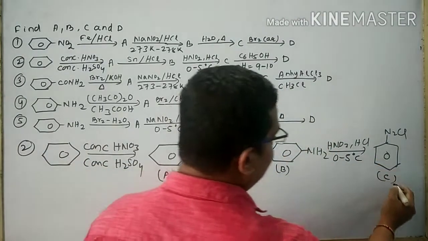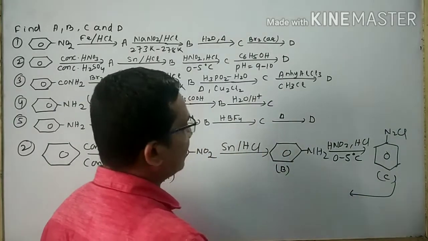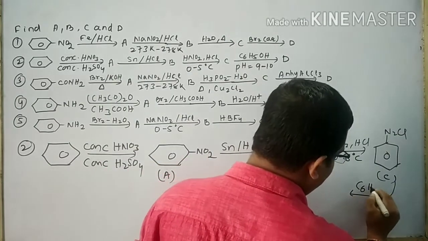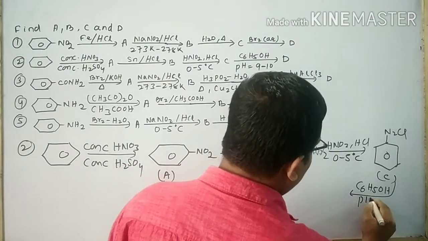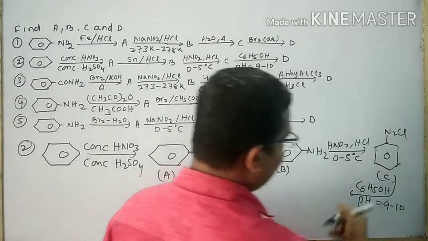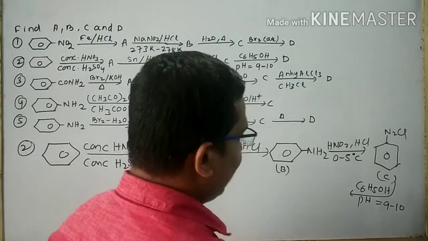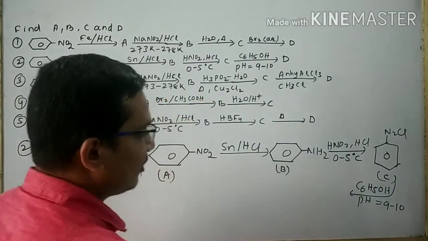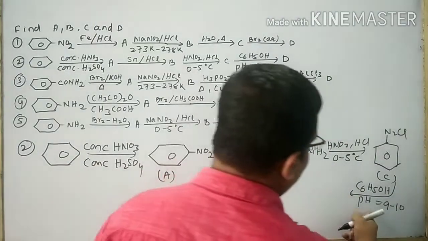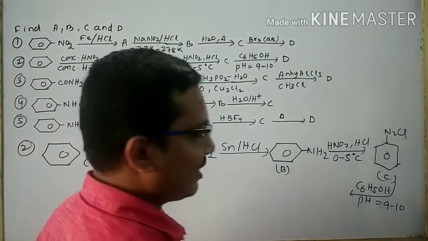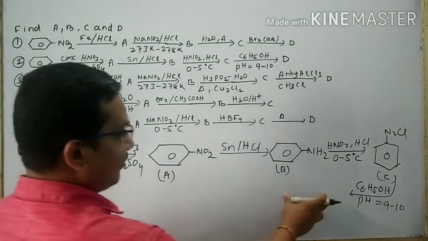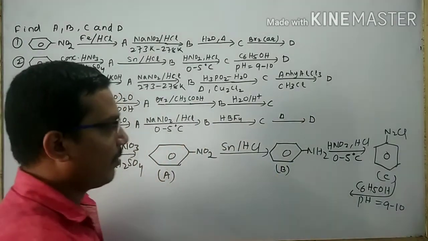Again the BTC is subjected to reaction with C6H5OH at pH 9 to 10. That means it is taken in a basic medium. Here you can take any base. You can take NaOH, KOH like this. Then an azo product is formed.